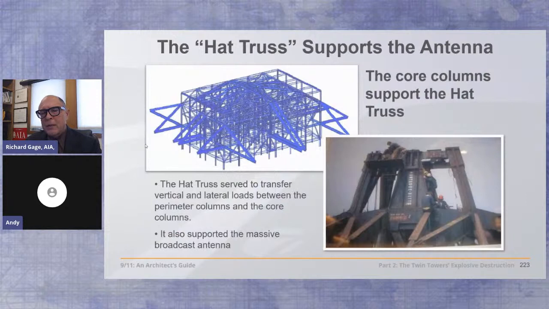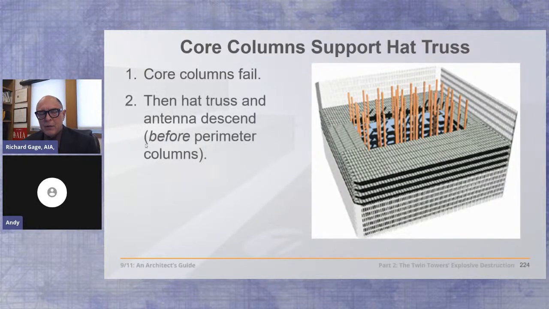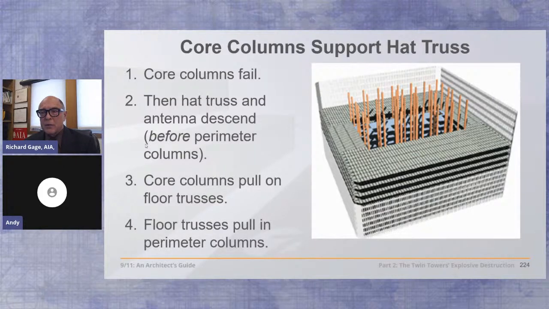Well, what does the antenna sit on? It sits on this hat truss. What does the hat truss sit on? It sits on these core columns. So the core columns are proven here to be what's failing first under the point of jet plane impacts. And then the hat truss fails, and then the core columns pull on the floor trusses.